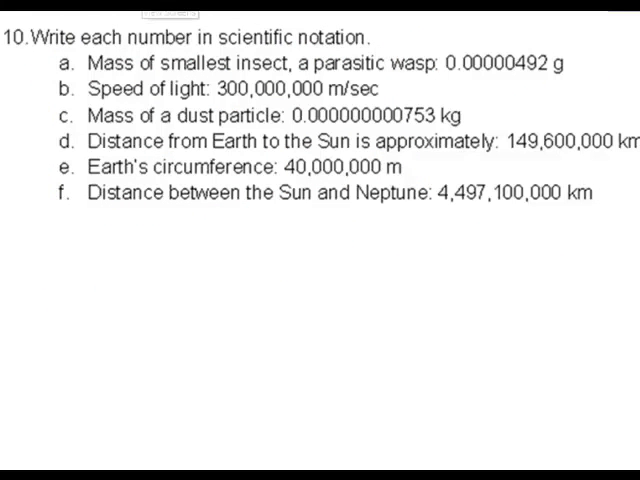Okay, 10. Write each number in scientific notation. So it's just the same stuff. It's just they're giving you a real life scenario. So this is the mass of the smallest insect, a parasitic wasp. Very, very small. It actually takes 27 grams to make 1 ounce. So grams are very small. So put this in scientific notation. So 4.2, okay, good, times 10 to the negative 7. Look at it again. Negative 6. There you go.